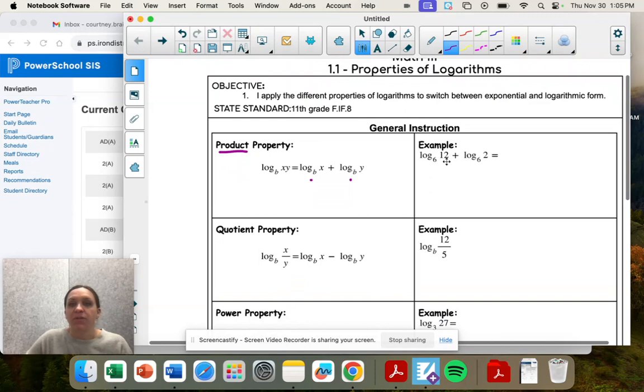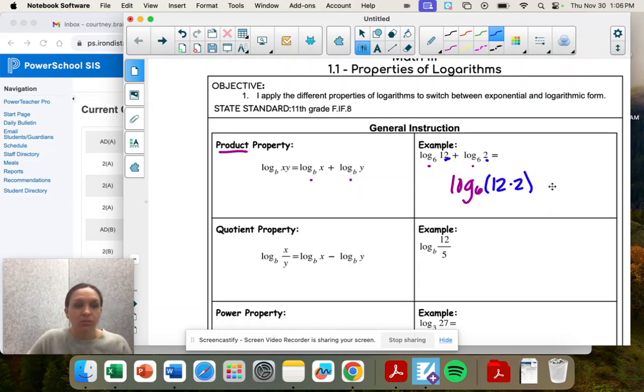So here's our example. If I have log base 6, I can actually multiply 12 times 2, and now it's 1 log, 1 logarithm. So I would have log base 6 of 24. That's actually another way to write this. So when we solve, we use these properties.